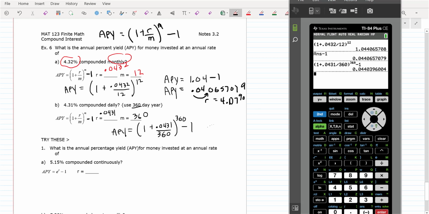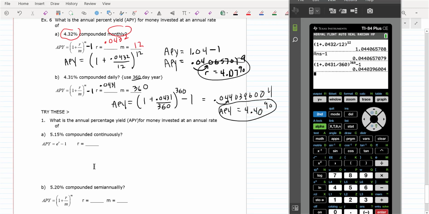And that will give you about 0.0440396. You don't have to write all the decimals out, because I'm just going to change that to the APY is about 4.40%. So the higher interest rate on this one would be the second one. Okay, so that's how you get that. Does everybody see how that formula goes? There's nothing to it really.